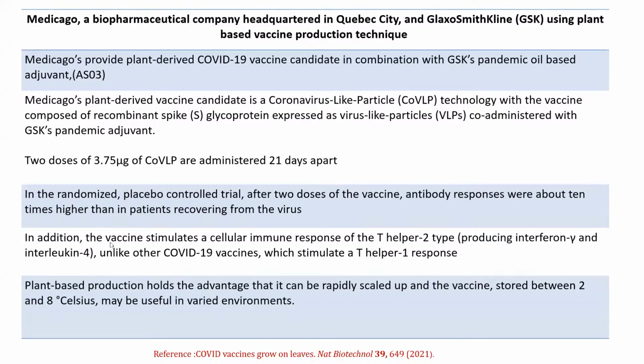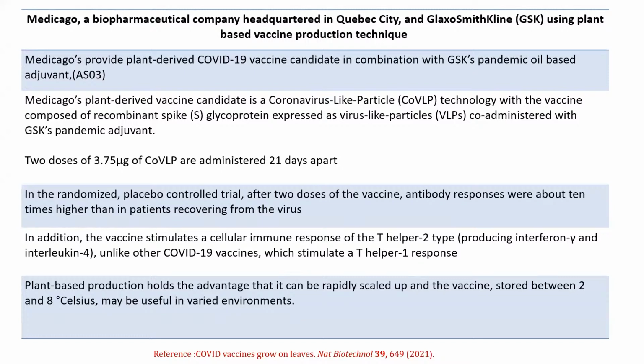Apart from that, these vaccines stimulate a cellular immune response of T helper 2 cells, that is, production of interferon gamma and interleukin 4. In comparison, the COVID-19 vaccines given to our patients nowadays stimulate a T helper 1 response. So this vaccine induces the T helper 2 type, while the COVID-19 vaccines in the market stimulate a T helper 1 response. One advantage of this plant-derived vaccine is that it can be rapidly scaled up, because we are using a plant and not any cell line, which requires proper conditions for growth.